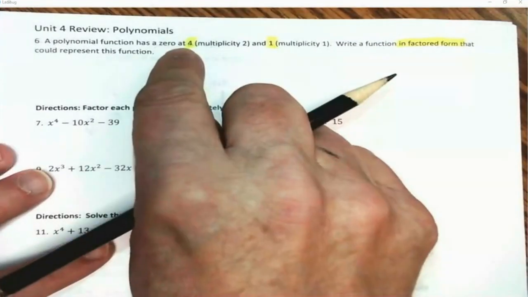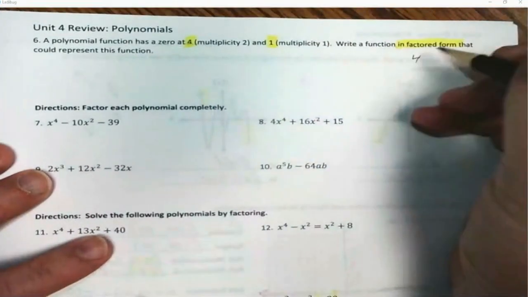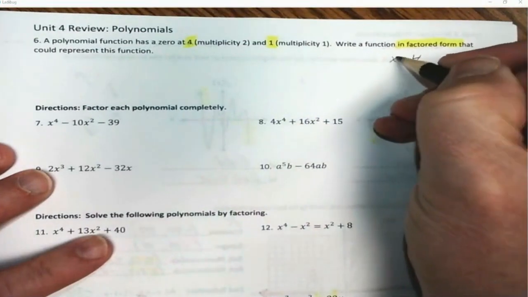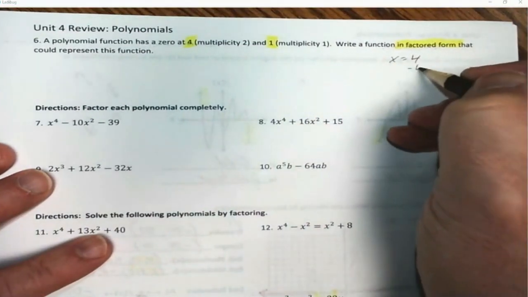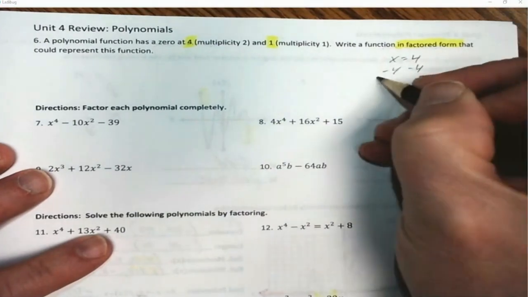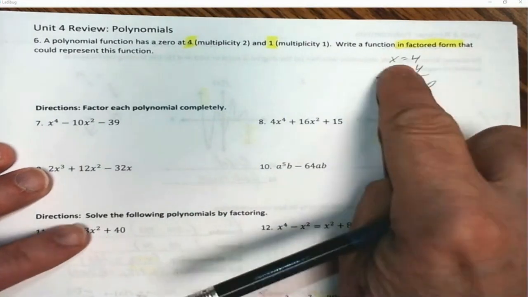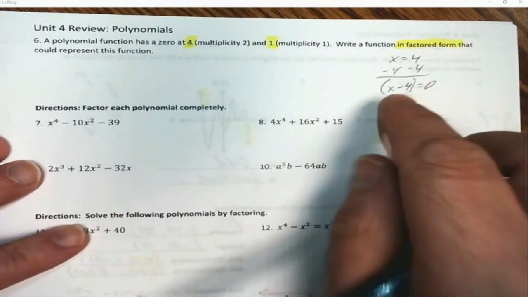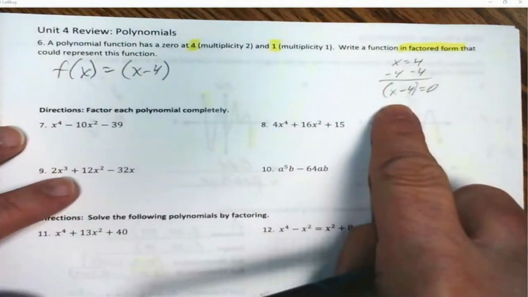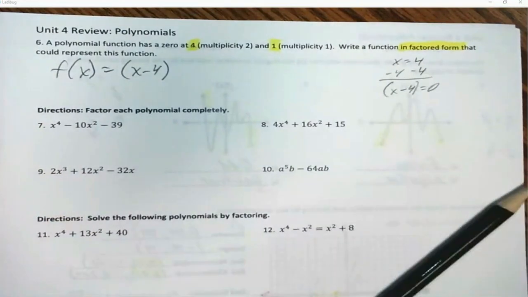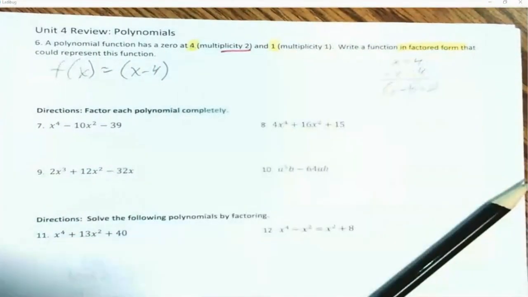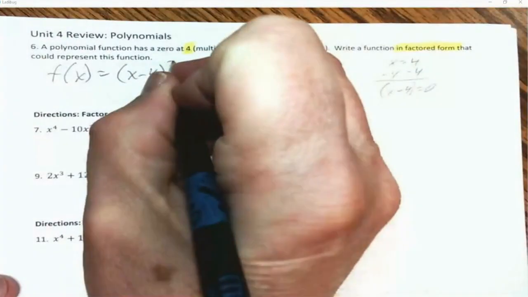So if there is a zero at 4, if we set that equal to 0, we subtract 4. So that means it's x minus 4. That's the factor. If 4 is the zero, then x minus 4 is a factor. So f of x equals, this is one of the factors, x minus 4. And what does it tell us? Multiplicity is 2. So that means there's 2 of those. It's squared.